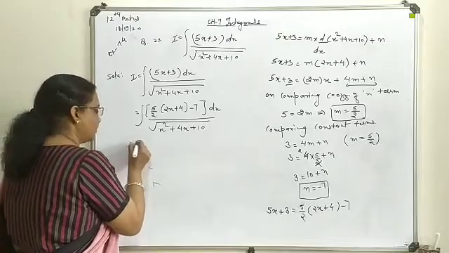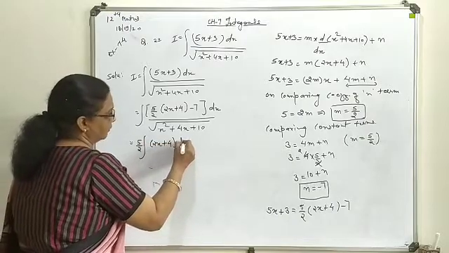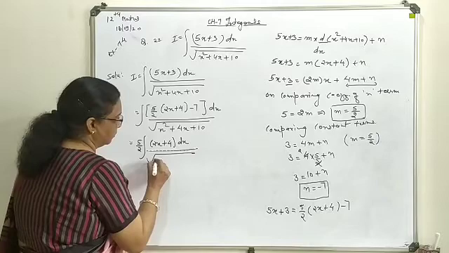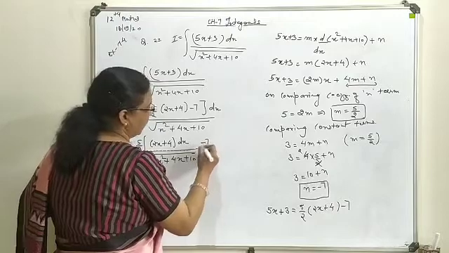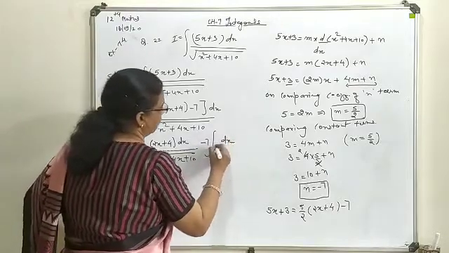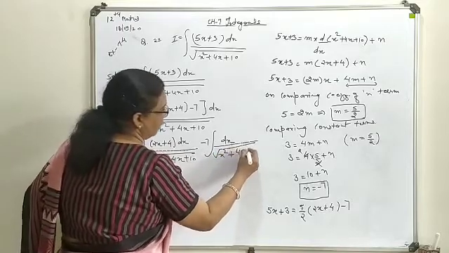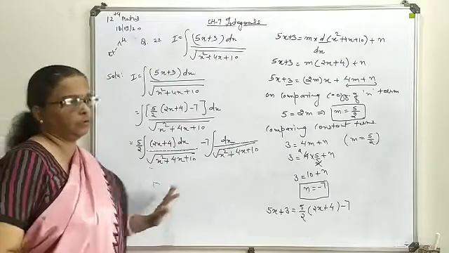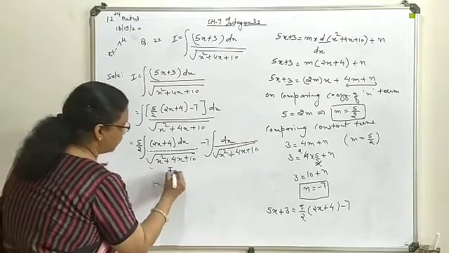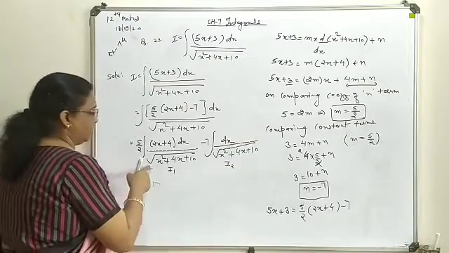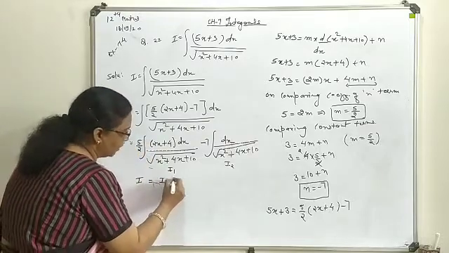So the first part is 5 by 2, being constant, times (2x plus 4) dx upon under root x square plus 4x plus 10. Now the constant one, minus 7, you keep here, that is dx upon under root x square plus 4x plus 10. Now this is turned into two parts, so as I1 and I2 it can be sorted out. So let this be your I1, this be your I2. So finally we require the form I is equal to I1 plus I2.